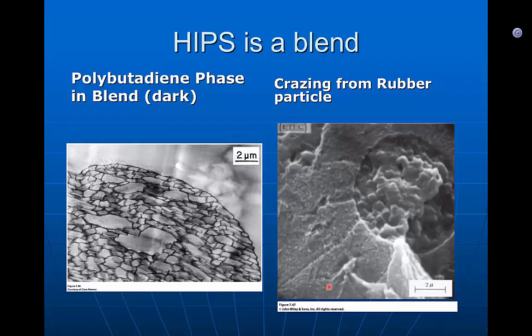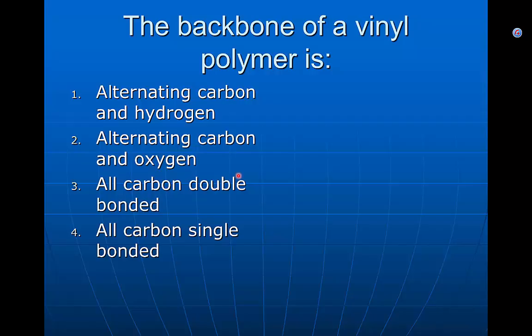So high impact polystyrene is a blend. We have the polybutadiene phase here that is in fact a mixture of styrene and polybutadiene, and then it's surrounded by styrene matrix. Okay, so this itself is a blend, and then it's blended into the styrene matrix, so you get interesting properties. Okay, and so that pretty much wraps up our basic structure.